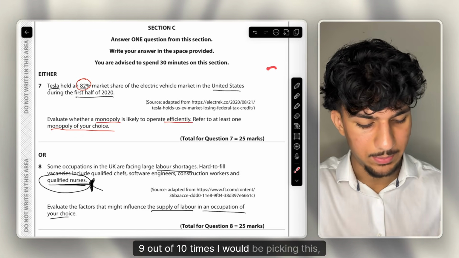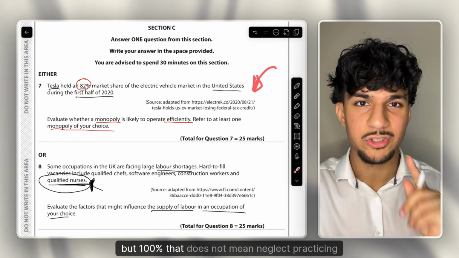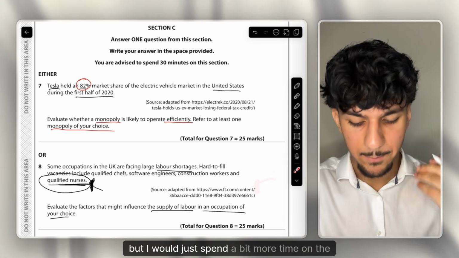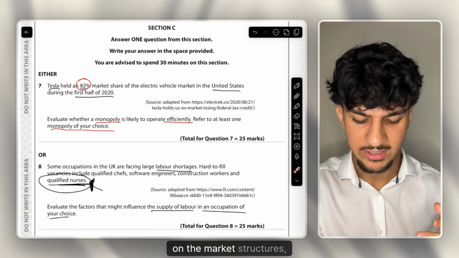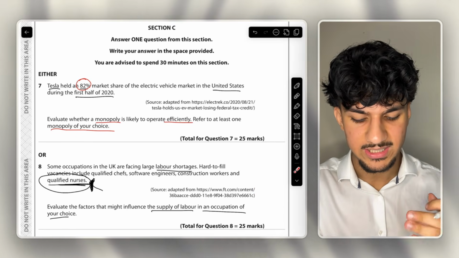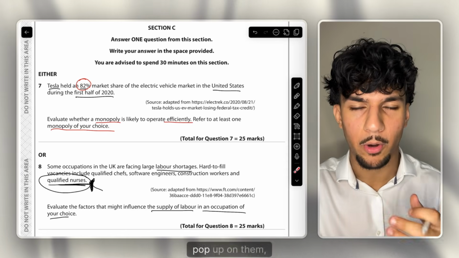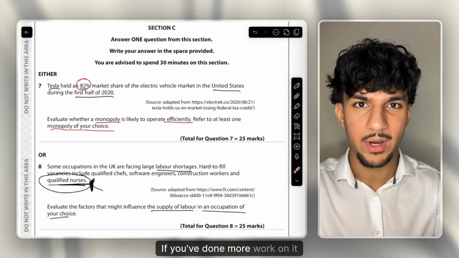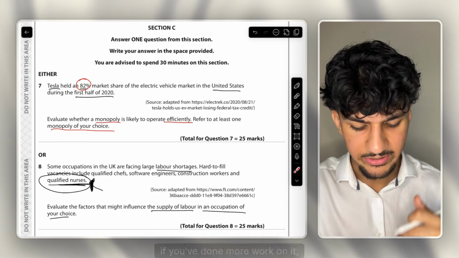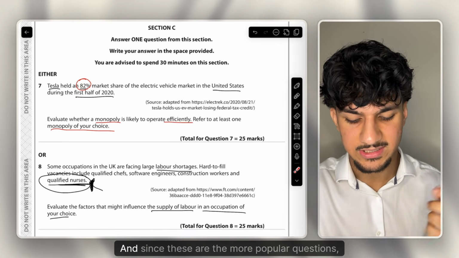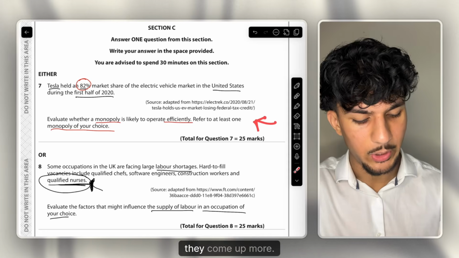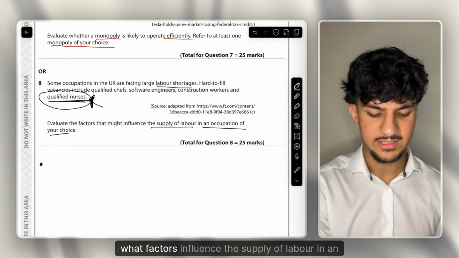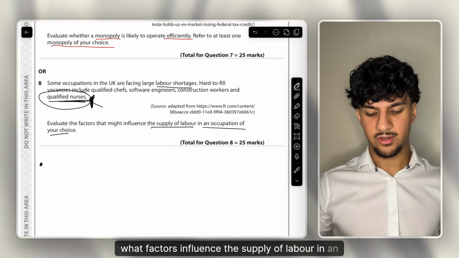9 out of 10 times I would be picking this, but 100%, that does not mean neglect practicing labour markets. I would just spend a bit more time on the monopolies, on the market structures, on the market failures, since if a question does pop up on them, you should be picking them. If you've done more work on it, you should score better. And since these are the more popular questions, they come up more, these are the ones you should be prioritising practicing more. What factors influence the supply of labour in an occupation of your choice?